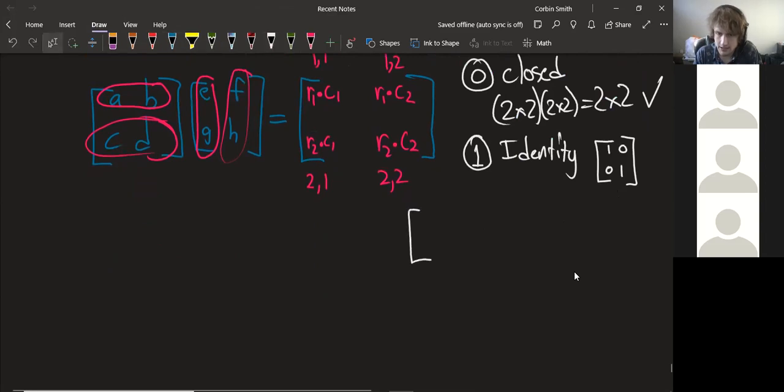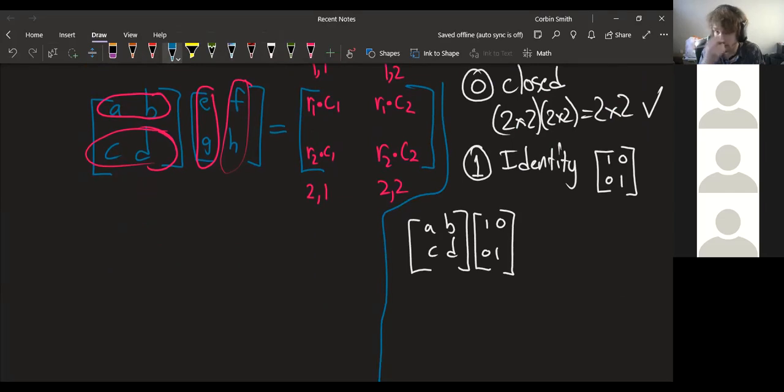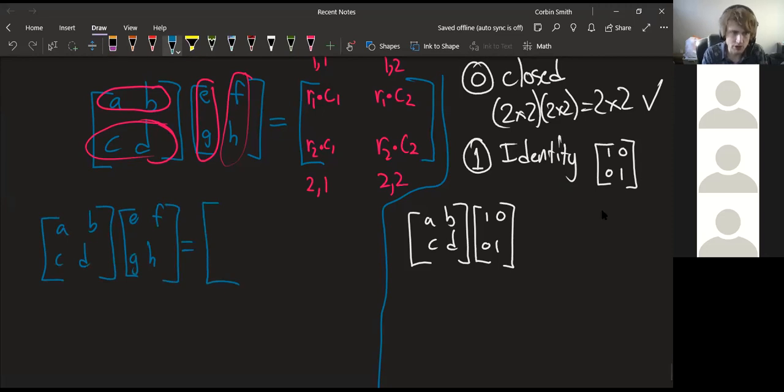So if we take A, B, C, D matrix multiplied by 1, 0, 0, 1. Actually, let me finish this thought over here. This is actually not a commutative set. We don't know if it's a group yet, but it's not commutative for sure, because in general, if we have A, B, C, D times E, F, G, H, and we matrix multiply them, that's going to be A times E plus B times G. So row 1 dot column 1 for the first entry.